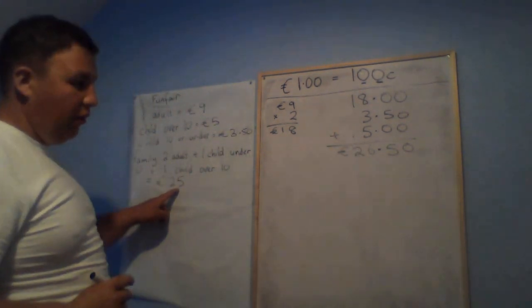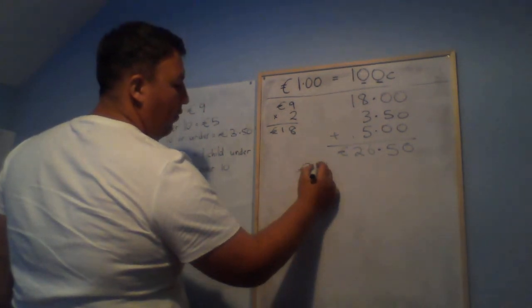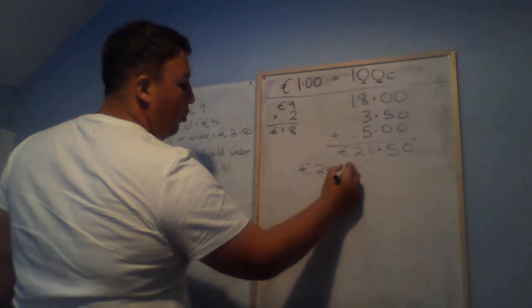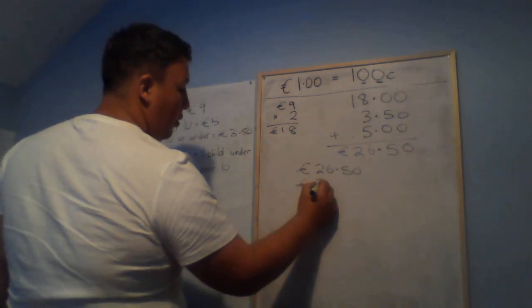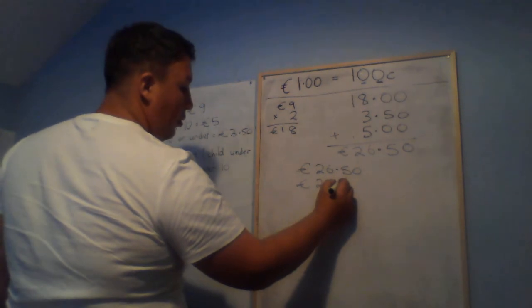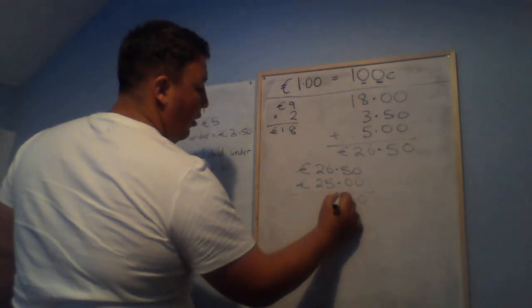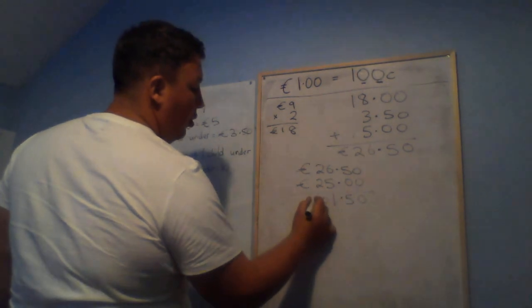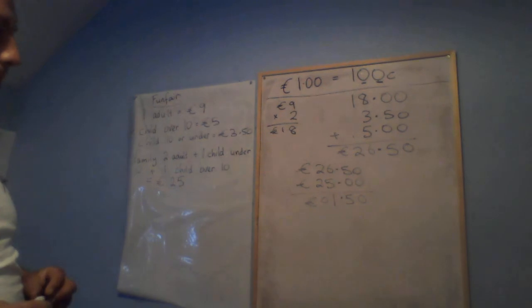So we can see that our family one is cheaper. Now I know most of you might see already that €1.50 will be the difference, but just to make sure, we always write it out. Okay, so €1.50 is the difference. Alright.